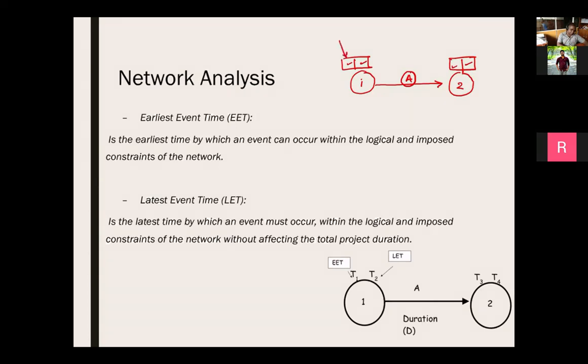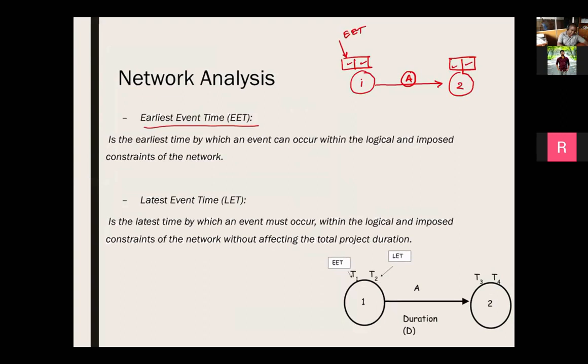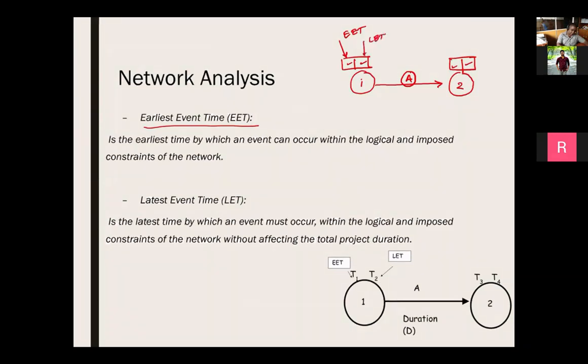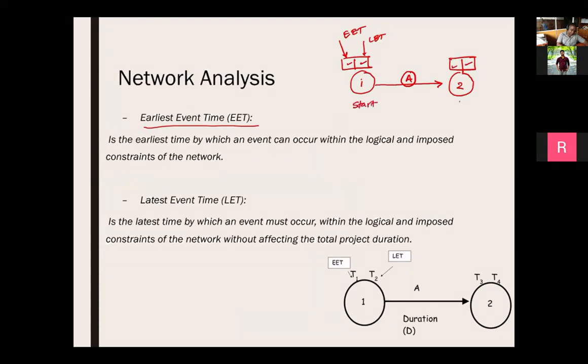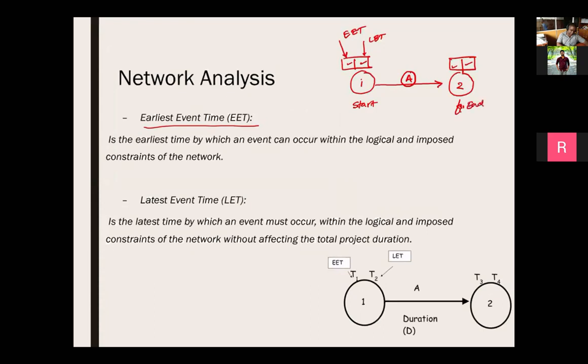This one is earliest event time. Right? This is the latest event time. That is, let's say this is the start of activity A, this is the finish of activity A. Let's say end of activity A. This is the earliest time that the activity can be started. This is the latest possible time that the activity can be started.